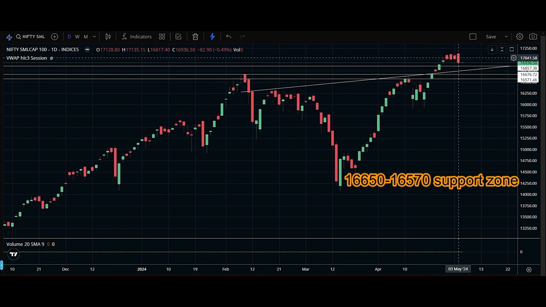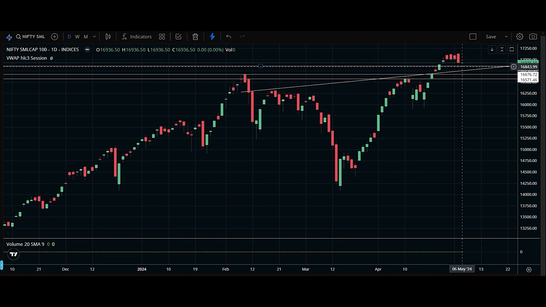So just watch out for this index. Since we have multiple supports here, we are going to sustain above this support zone. This is for sure, because we don't see any kind of reversal sign here. Okay, it's just the retest of the breakout which we took on 23rd of April, and we are just going to retest it back on that level.